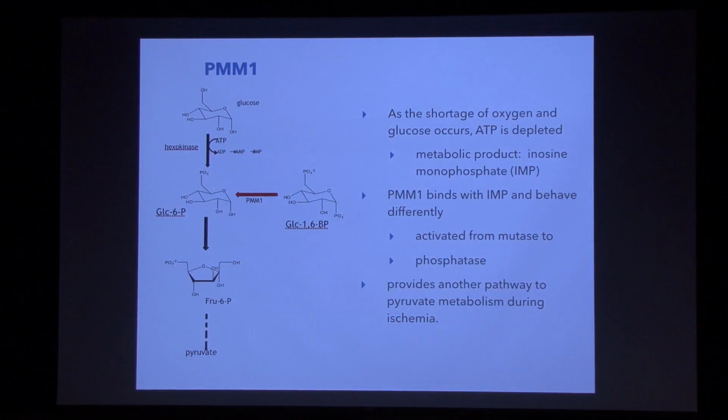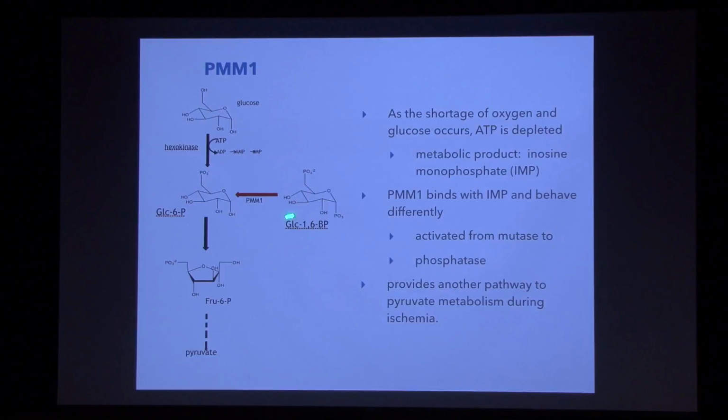So in 2008, researchers found that the primary function of PMM1 seemed to be related to glycolysis. So glycolysis is just a metabolic pathway that provides energy for our body to function in our daily life. So as shortage of oxygen and glucose occurs, ATP is depleted, and it leads to increase in a metabolic product called IMP. So IMP actually binds with PMM1, and it activates PMM1 from a mutase, which is the function of PMM2, to a phosphatase. A phosphatase just means it's a phosphate removing group.